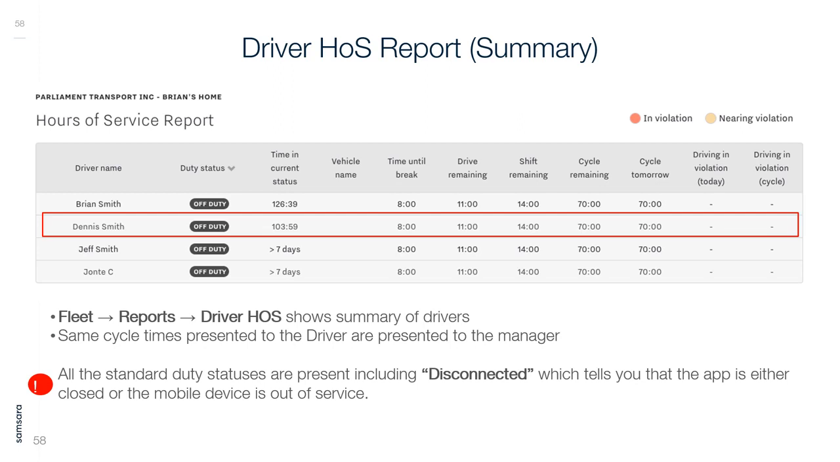Driver hours of service report or summary. Go to Fleet, Reports, Driver hours of service shows summary of drivers. Same cycle times presented to the driver are presented to the manager. All the standard duty statuses are present, including disconnected, which tells you that the app is either closed or the mobile device is out of service.